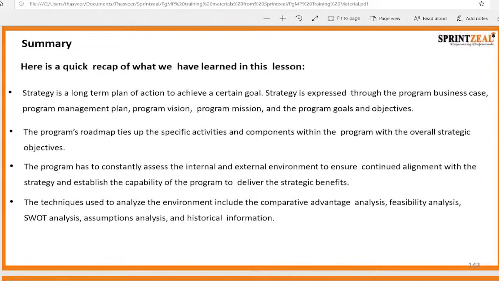Strategy is a long-term plan of action to achieve a certain goal. So I guess the exam is probably a combination of those quick multiple choice questions and the scenarios, right? It's not going to be all the quick ones.